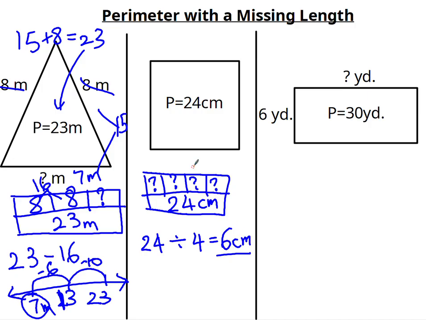centimeters. 6 plus 6 is 12. 6 plus 6 is also 12. 12 plus 12 equals 24.